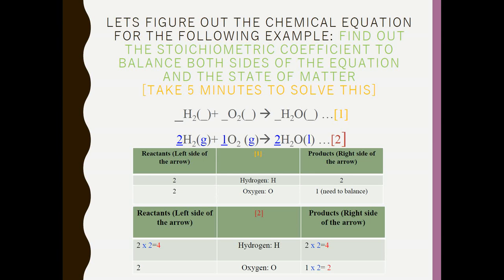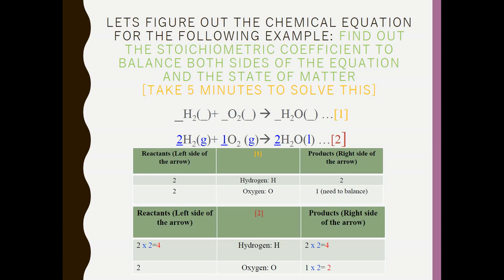Now, my equation is H2 plus O2 yields H2O. I have blanks for the coefficients and a blank for the state of matter. So when we start, this is the way I do this. This is one of the methods that we are going to be going over today. So this first method is the way I solve this balancing equation problem.